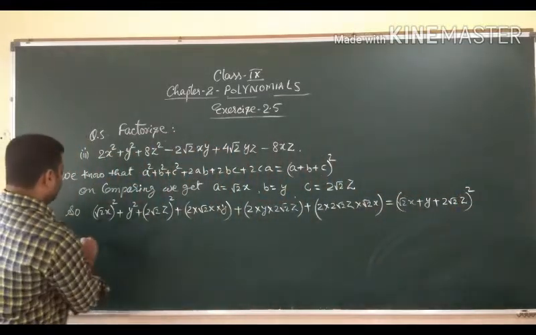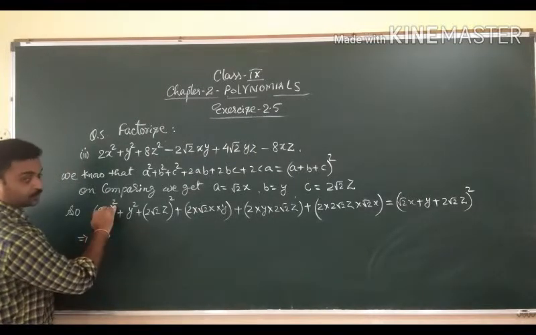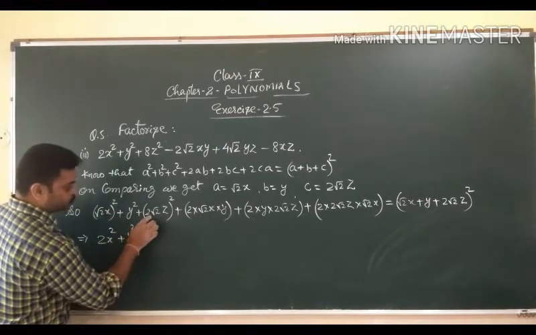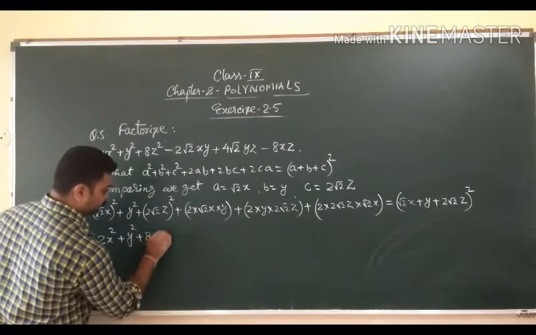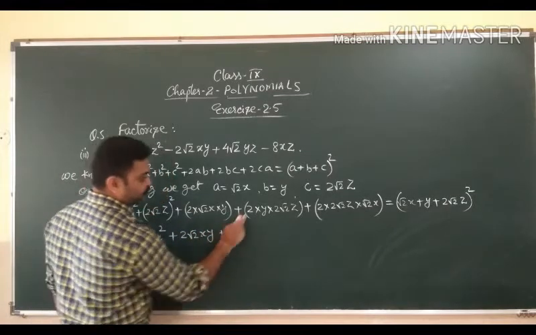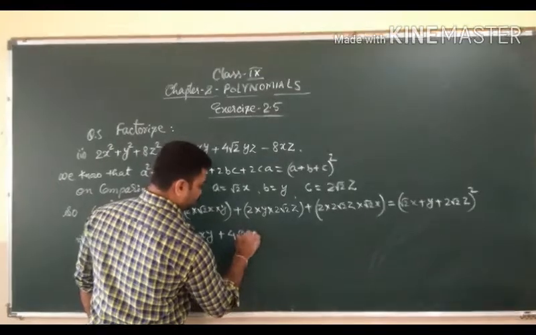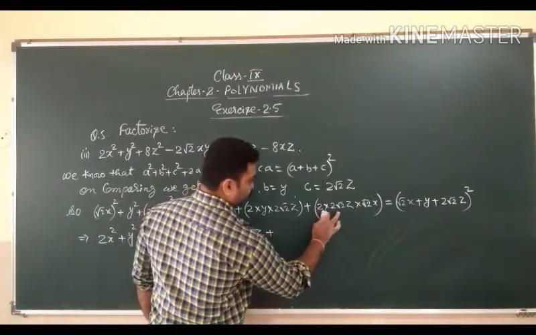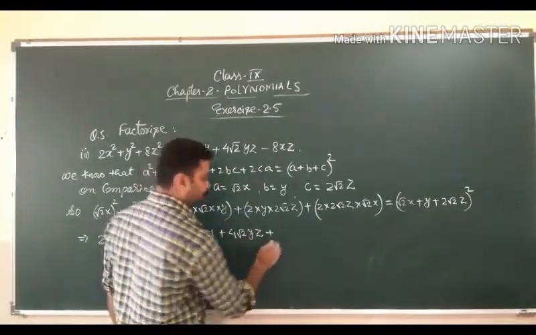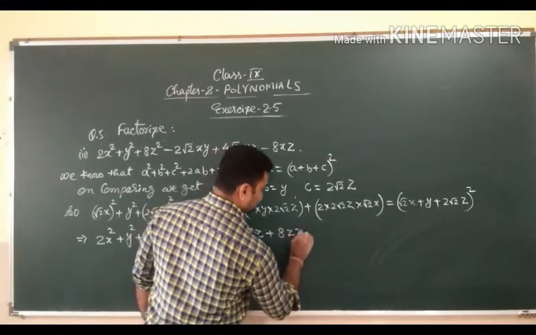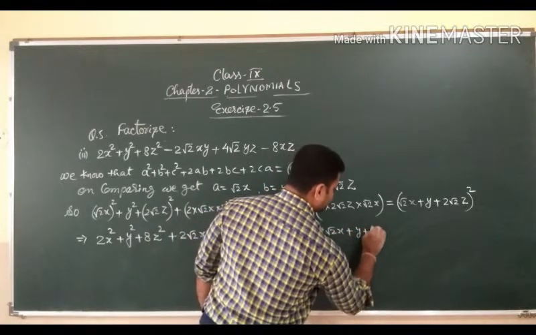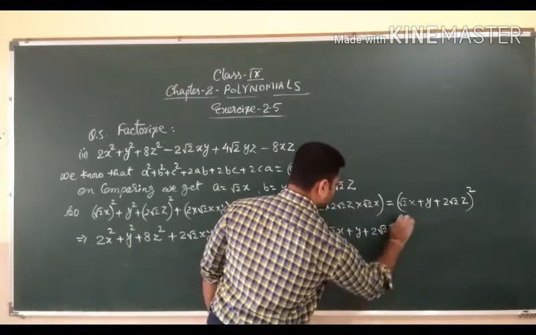Clear, students? On solving, what do we get? Root 2 to the power 2, that is root 2 into root 2, that is 2x square, plus this y square, plus (2 root 2) whole square, that is 8z square, plus 2 root 2 xy, plus 4 root 2 yz, plus 4 root 2 into root 2 is 8 zx, is equal to (root 2 x plus y plus 2 root 2 z) whole square.